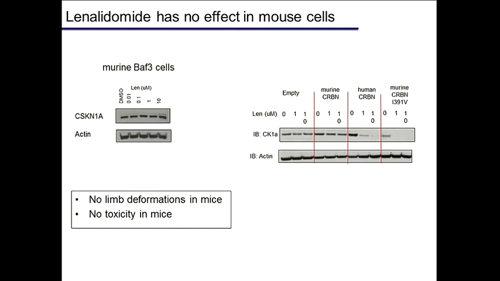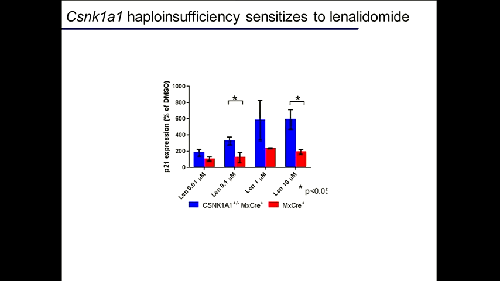So now we could do the experiment where we could look at haploinsufficiency for casein kinase 1 alpha, expressing this humanized form of cereblon so that the mouse cells will respond to lenalidomide. The haploinsufficient cells with heterozygous deletion of casein kinase induce P21 and P53 much more dramatically than the wild-type cells, indicating a potential therapeutic window for del(5q) MDS, which are haploinsufficient for this gene.